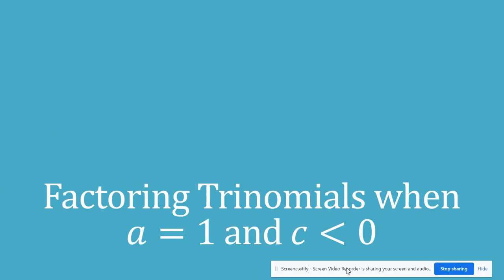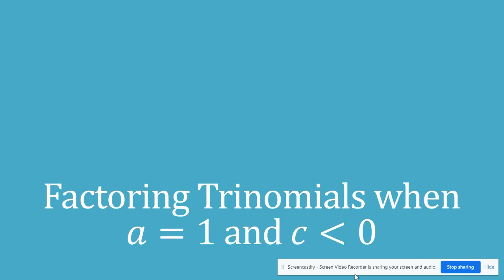Hi everyone, so today we're going to be factoring trinomials when a is equal to 1 and c is less than 0. Before this we looked at when c was greater than 0, meaning c was positive. Today we're going to look at when c is negative.